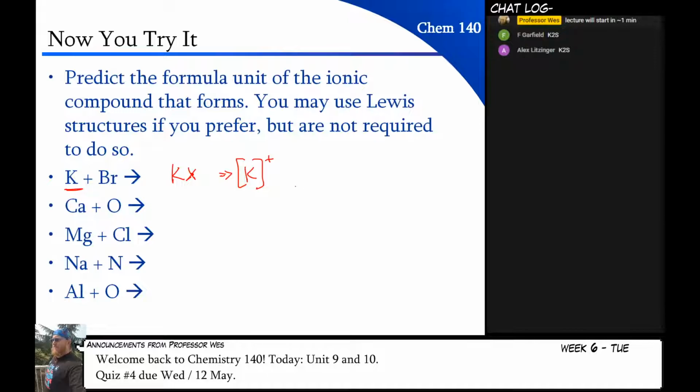As you do these, type the formulas into the chat, and we'll go over the answers in about 5 or so minutes.